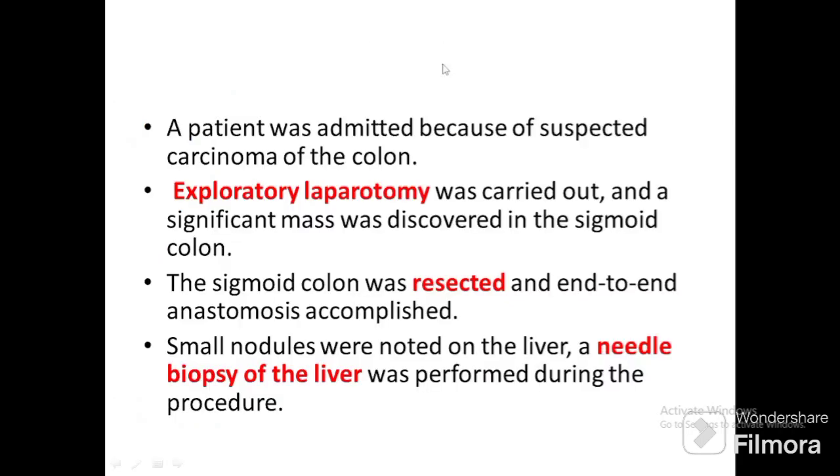Next, a patient was admitted because of suspected carcinoma of colon. Exploratory laparotomy was carried out and a significant mass was discovered in the sigmoid colon. The sigmoid colon was resected and end-to-end anastomosis accomplished. Small nodules were noted on the liver and a needle biopsy of liver was performed during the procedure. So note that here actually there are 4 procedures happening. First is exploratory laparotomy. Second is resection of sigmoid colon, third is end-to-end anastomosis of that sigmoid colon, and fourth is needle biopsy of liver.